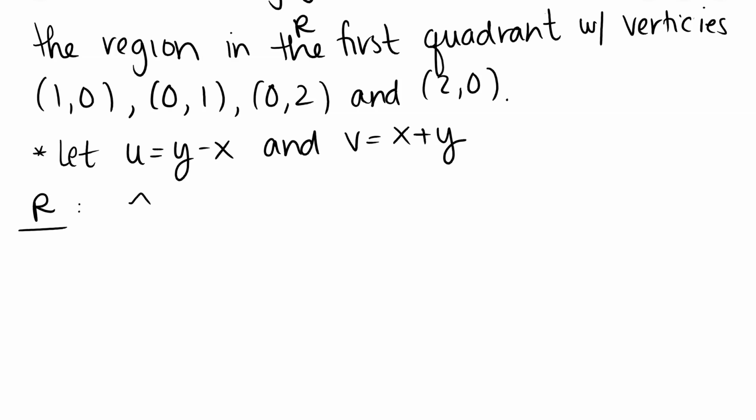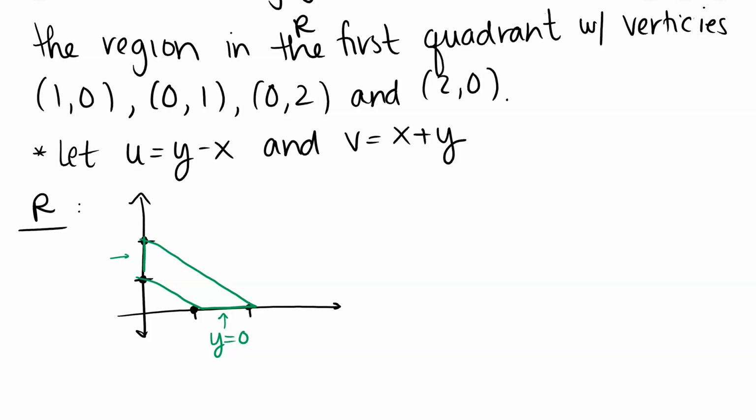So R, here's what I know. I am bounded by (1, 0), (0, 1), (0, 2), and (2, 0). So my R is going to be this region right here. I have four sides to this region, so what are the functions I'm bounded by? Well, this function right here is just y equals 0, that's pretty easy to see, and this function right here is just x equals 0.